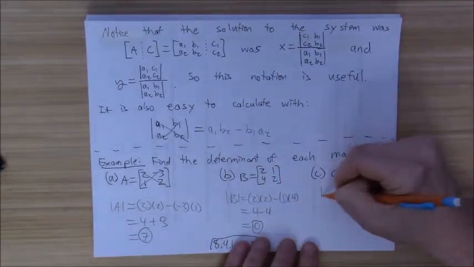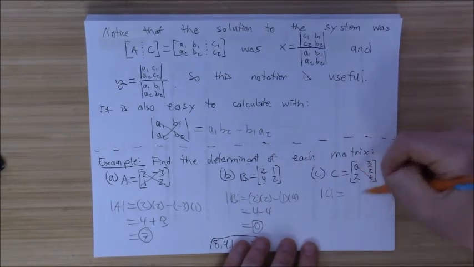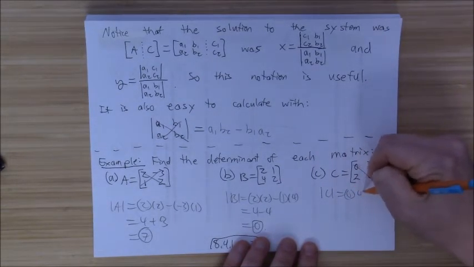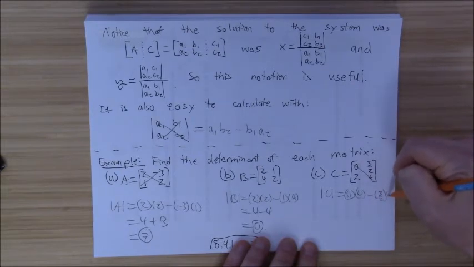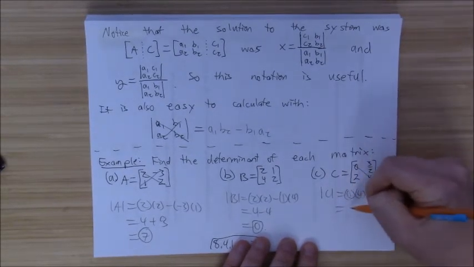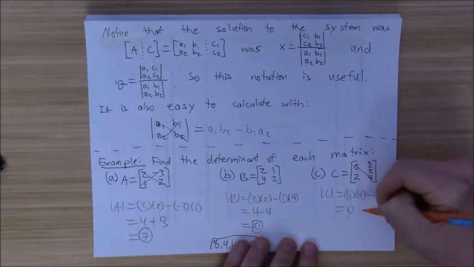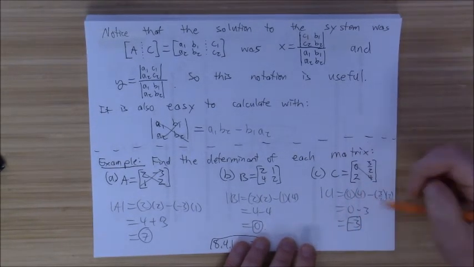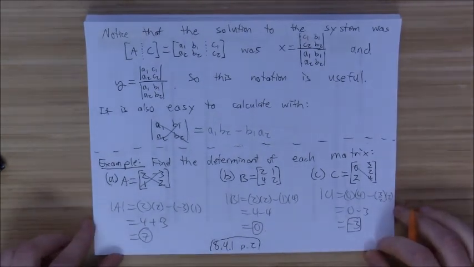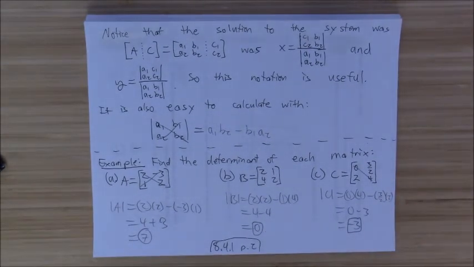And then finally for C, we have 0 times 4 minus 3 halves times 2. Here 0 times 4 is 0. 3 halves times 2 is 3, so we get negative 3. And this is interesting because it shows you that the determinant can be positive, negative, or 0. So there are all sorts of options.